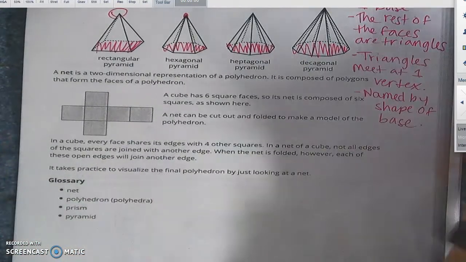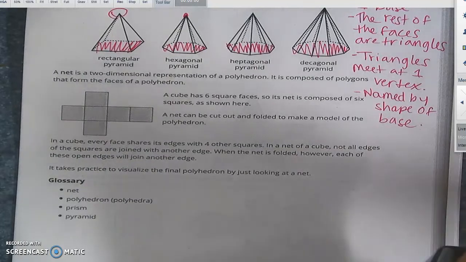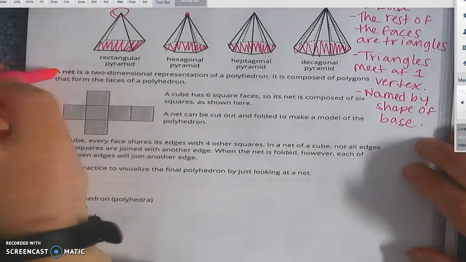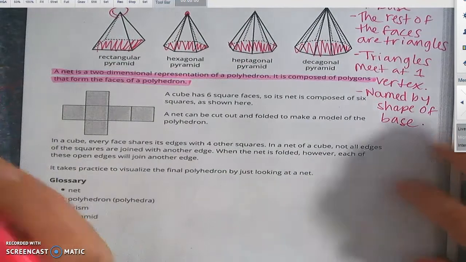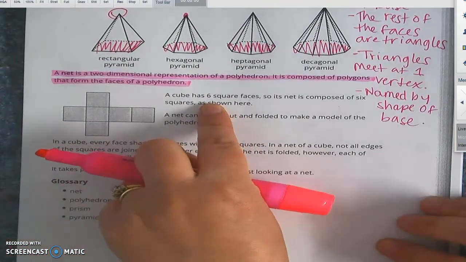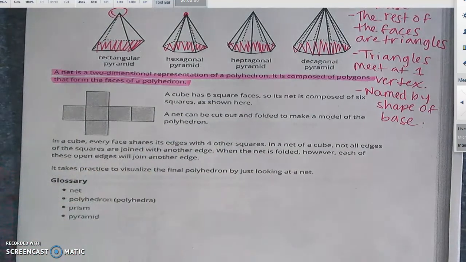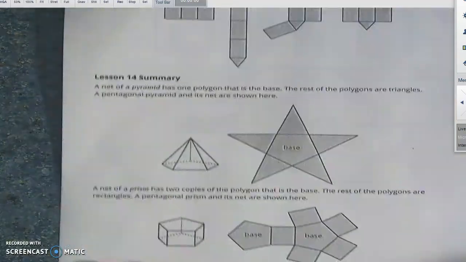All right, a net is a 2D representation of a polyhedron. It is composed of polygons that form the faces of the polyhedron. So a net is basically just the flattened out version of it. So a cube has 6 square faces, so the net has 6 squares, and it can be cut out and folded to make a model of the polyhedron. We're going to flip over to page 101. We have one more summary to go through. It is a lot quicker, shorter than the other one.